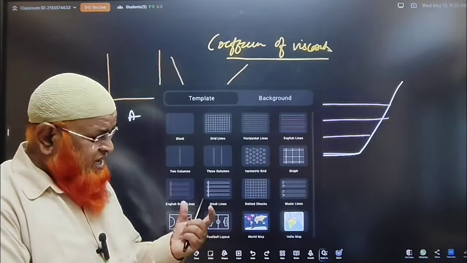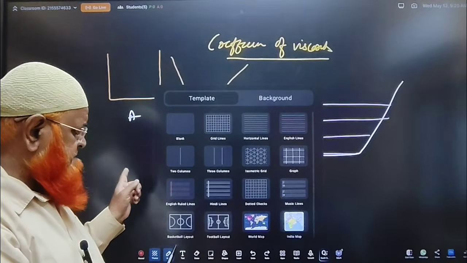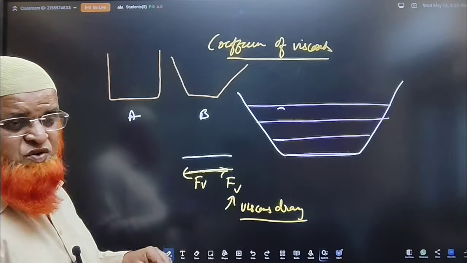That is called viscous drag. The lower layer pulls the upper one backward. That is called viscous forces. It is acting in the opposite direction. So these viscous forces are present.